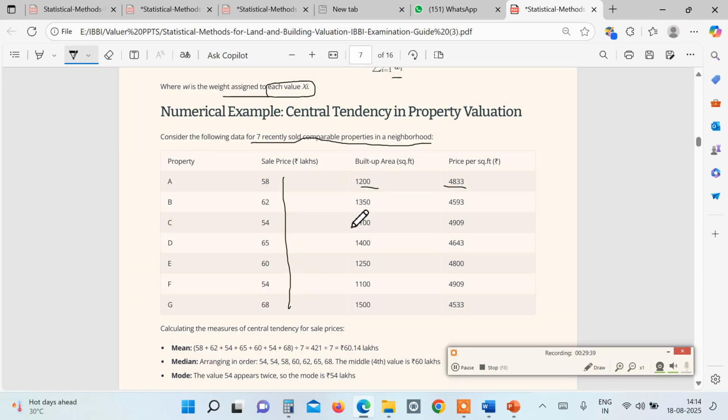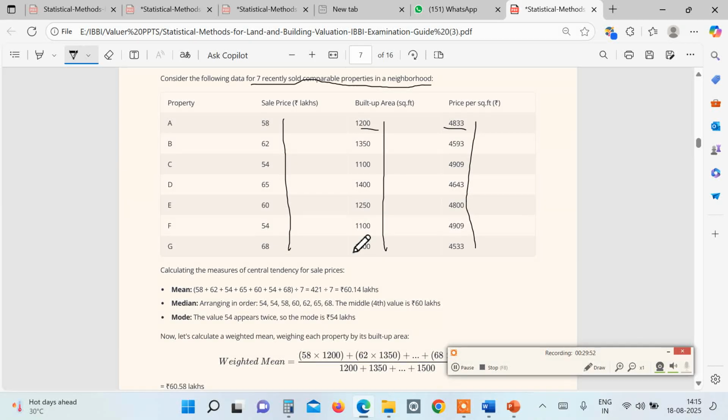Similarly, you have different sale prices for different areas of the properties, and we calculate the price per square feet in rupees. So if you have to calculate the mean, you have to take the sum of all the observations and divide it by the number of observations, which is 7. So if you take the sum 58 plus 62 plus 54 plus 65 plus 60 plus 54 plus 60 divided by 7, it will be 60.14 lakh.